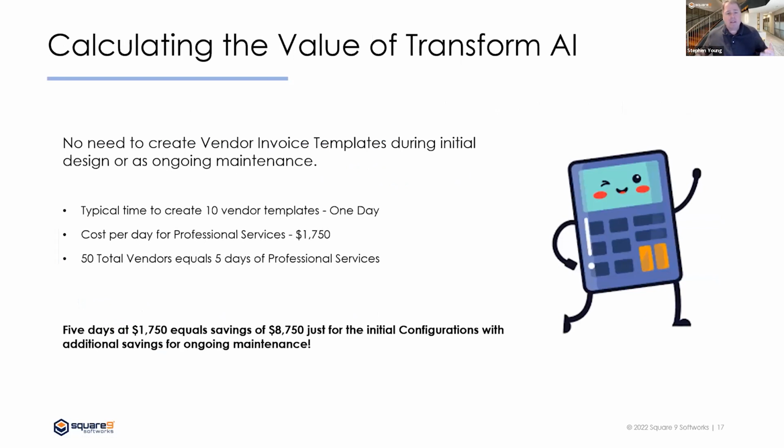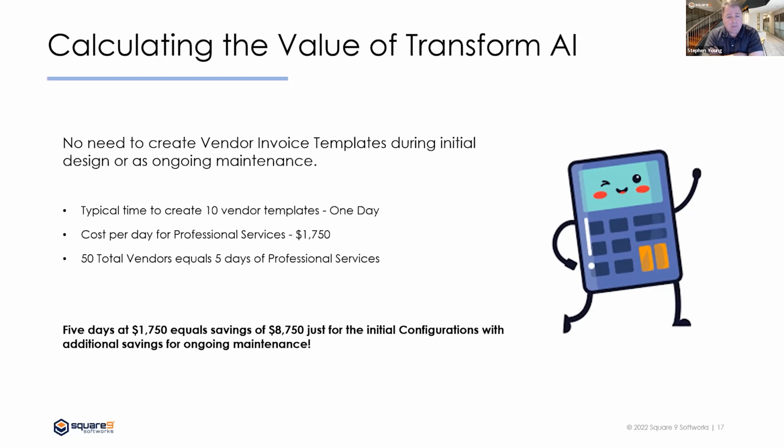So what's the value of this? I mean, really, yes, it's neat. AI is great technology, but what is the value of it? So just from an implementation standpoint, here's how we look at it. We typically can create, deploy, and test 10 vendor templates in a single day. Our professional services are $1,750 per day. So if you as a customer came to us and said, look, I'd like to set this up, and I'd like you to create 50 templates for 50 of my vendors, that would be 5 days of professional services, which would translate to just about $8,700.